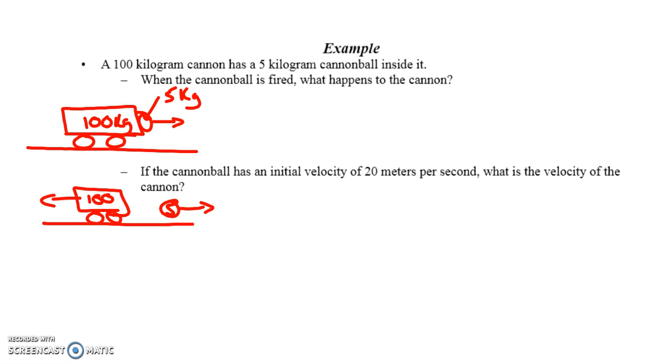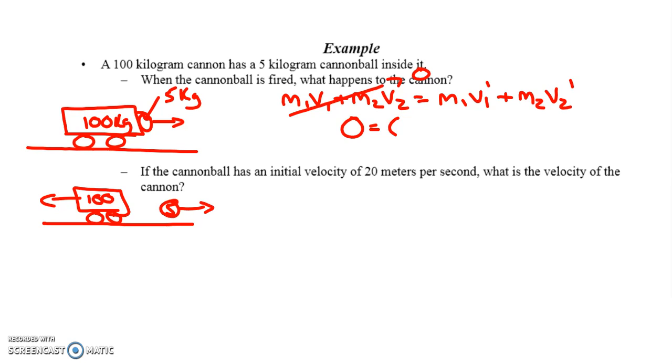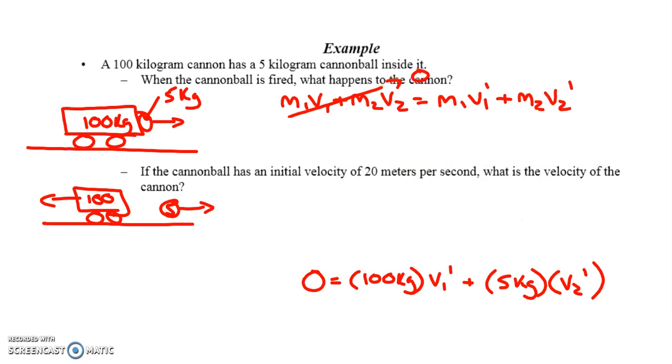So if I set up m1 v1 plus m2 v2 equals m1 v1 prime plus m2 v2 prime, the whole left-hand side of this equation is 0. So I have 0 equaling, let's call m1 our cannon, 100 kilograms times v1 prime plus 5 kilograms times v2 prime. And this is actually what we're asking down here.